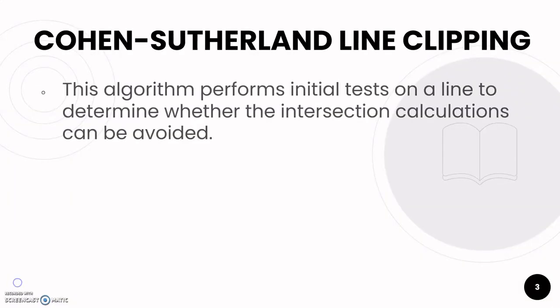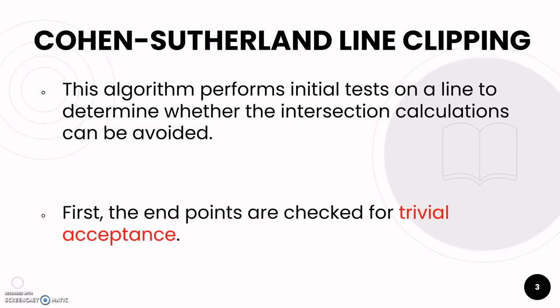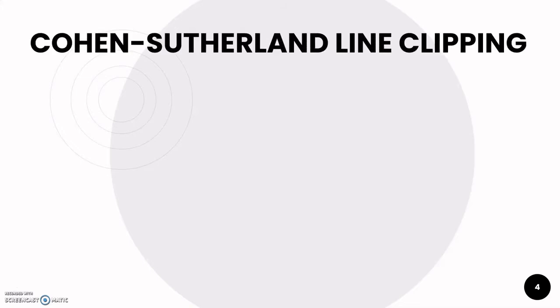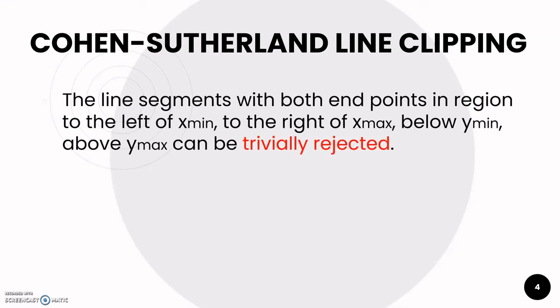This algorithm performs initial tests on a line to determine whether the intersection calculations can be avoided. First, the endpoints are checked for trivial acceptance. If they cannot be trivially accepted, region checks are done. Line segments with both endpoints in the region to the left of x-min, to the right of x-max, below y-min and above y-max can be trivially rejected.